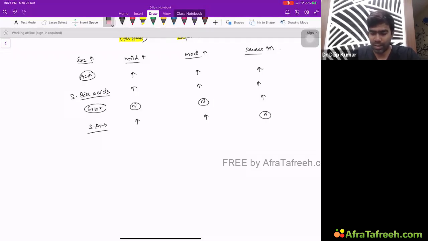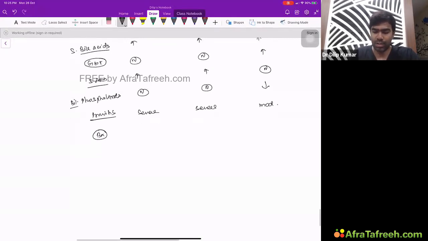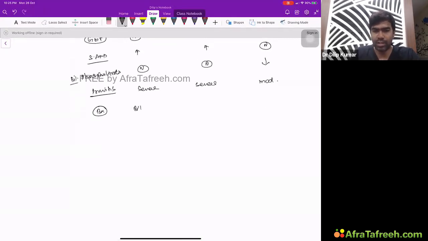And we see the biliary phospholipids in the bile. Typically, the biliary phospholipids will be normal in the setting of type 1 and type 2, whereas they will be decreased in the setting of type 3. Talk about the pruritus: that is because of elevated serum bile acids. It's going to be very severe in type 1 and type 2, whereas it's going to be moderate only in type 3. And on liver biopsy, typically type 1 will show biliary cirrhosis only.